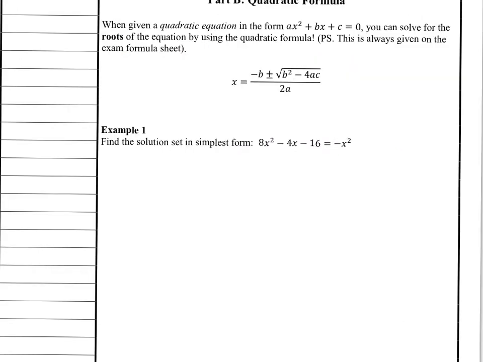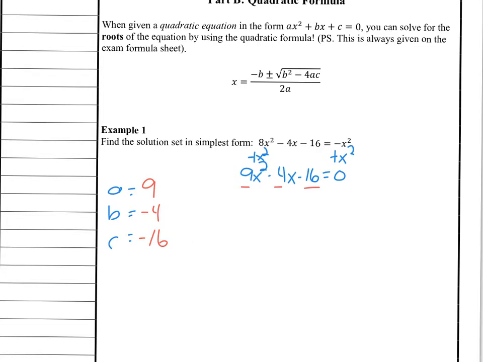In order to get this set equal to 0, we have to add x squared over. We're going to have 9x squared minus 4x minus 16 equals 0. Then we need to find our a, b, and c values, which are given to us right in front of the x squared, the x, and all by itself. So the 9 is going to be a, b is going to be negative 4, and c is going to be negative 16.